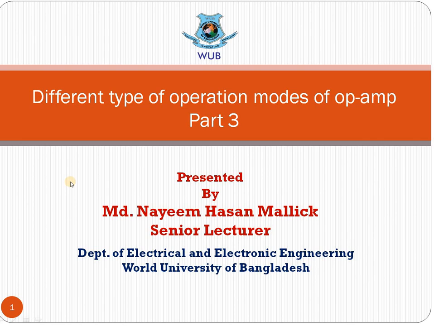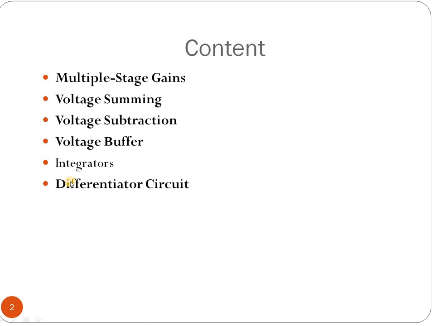Our topic this week is different types of operation modes of op-amp, and that is part 3. We had already part 2 and part 1. So this is the last part of the operation modes of op-amp. First look at the content: multiple stage gains, voltage summing, voltage subtraction, then voltage buffer, integrators, and finally the differentiator circuit.